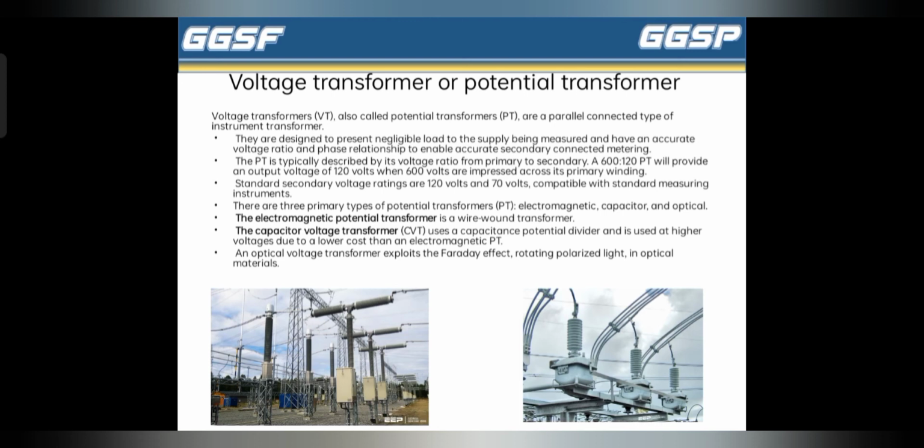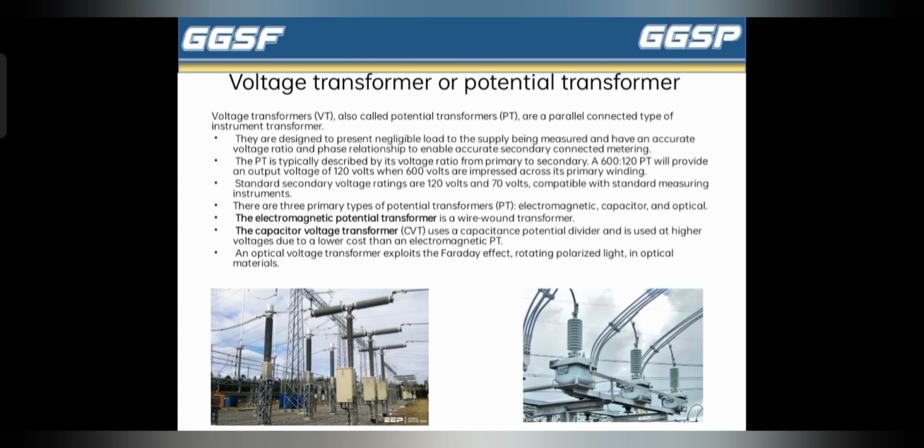The PT is typically described by its voltage ratio from primary to secondary. A 600/120 PT will provide an output voltage of 120 volts when 600 volts are impressed across its primary winding. Standard secondary voltage ratings are 120 volts and 70 volts, compatible with standard measuring instruments.